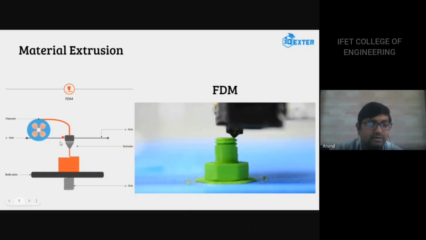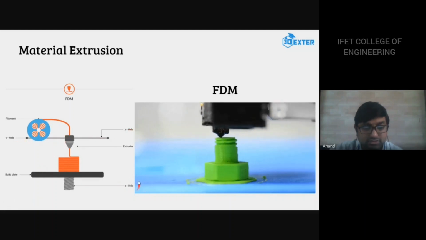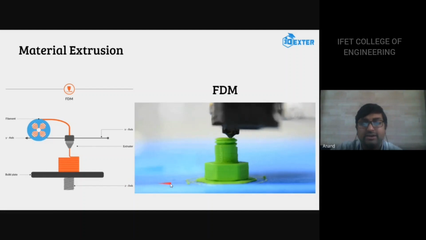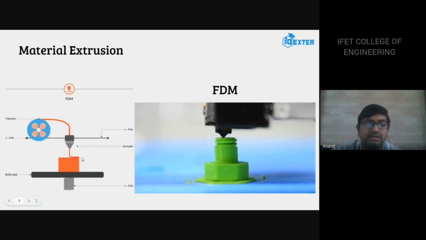After that we have the x-axis mechanism, the y-axis movement mechanism, and a z-axis mechanism. After one layer has been deposited, the bed plate or the build plate will come down, and on that another layer is printed. This is how, one layer upon another layer, the printing actually takes place.